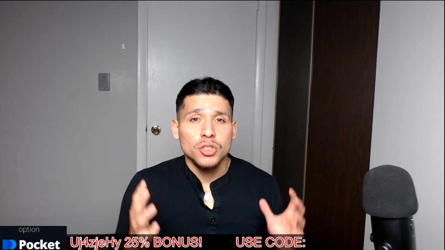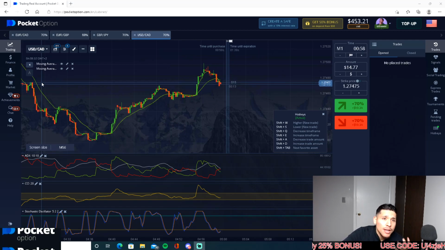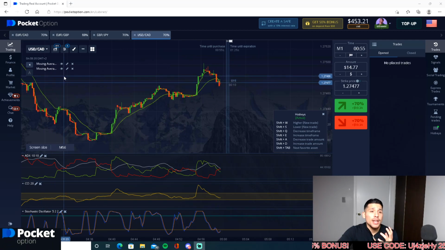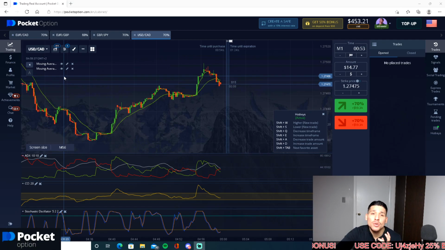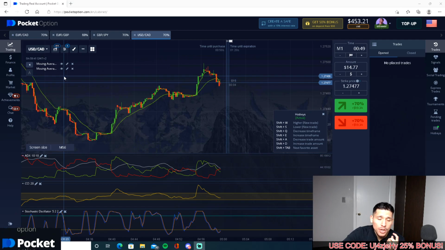So with that said, I'm going to switch the scenes to right here, and I'm going to explain this strategy. Very simple to understand. You're going to use 2 indicators, and then if you want to use a third one, you can.